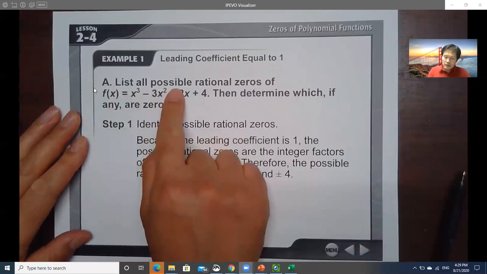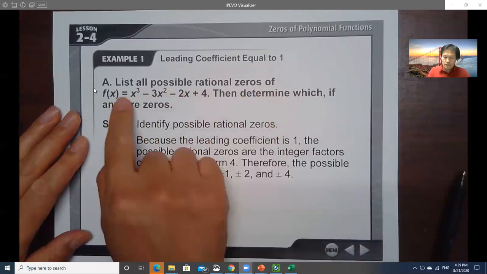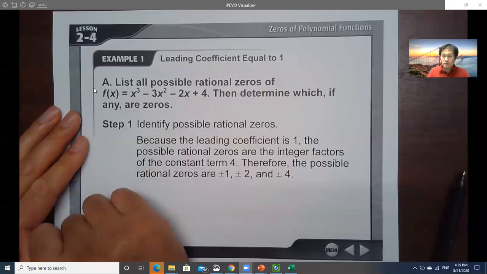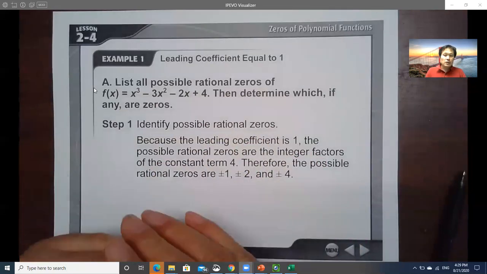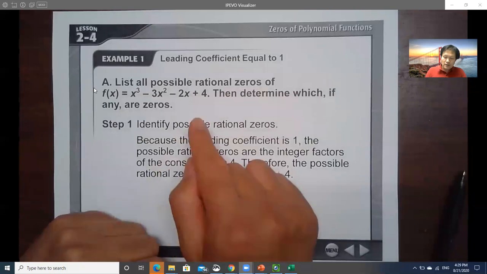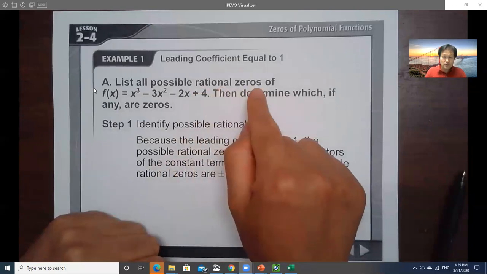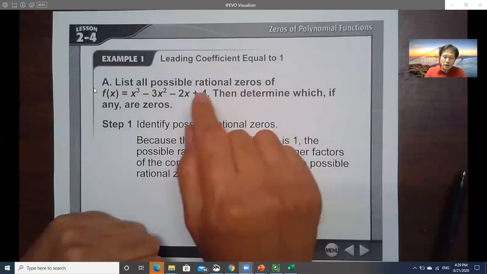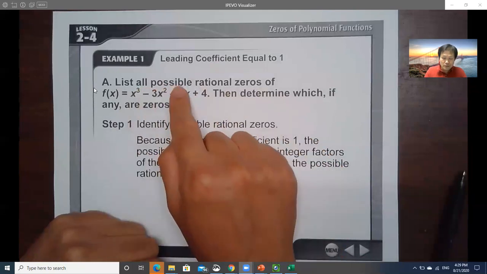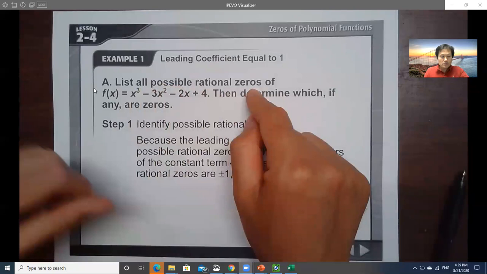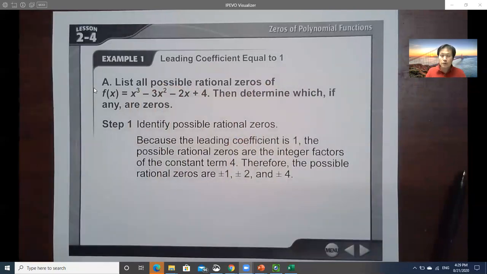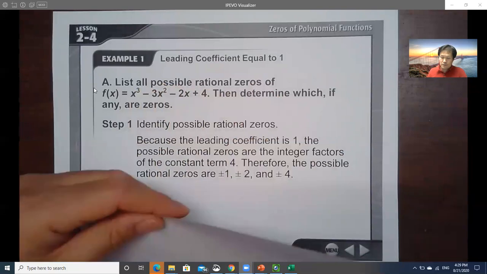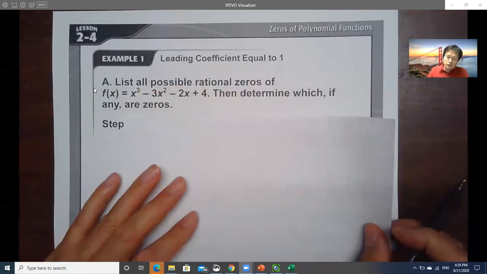List all possible rational zeros of f of x. So let's deal with that one first. Be careful, I'm not asking you to find rational zeros. I am asking you to find all possible rational zeros. Some of them are actual zeros, some of them are not zeros. So how do we do that?